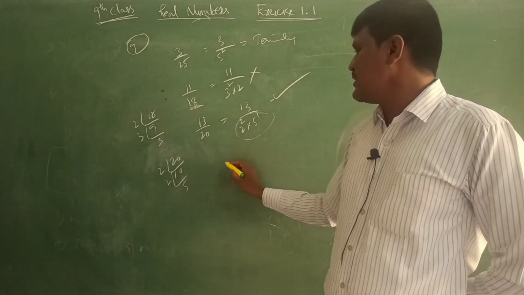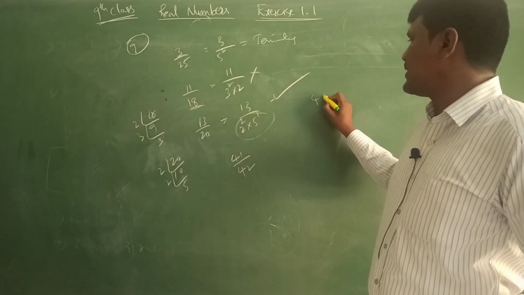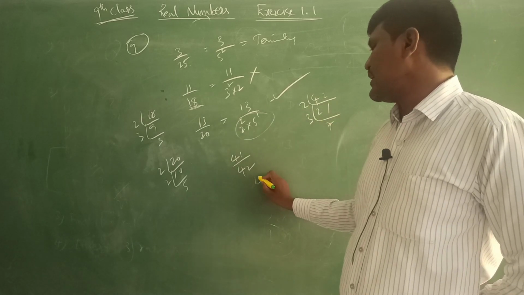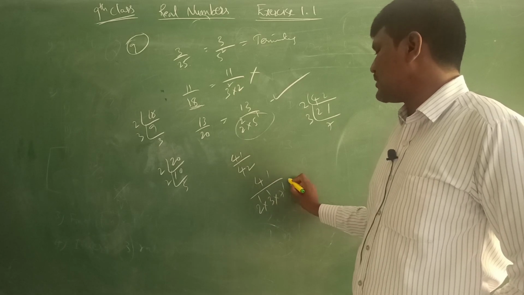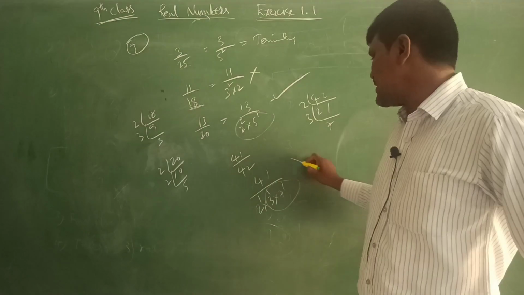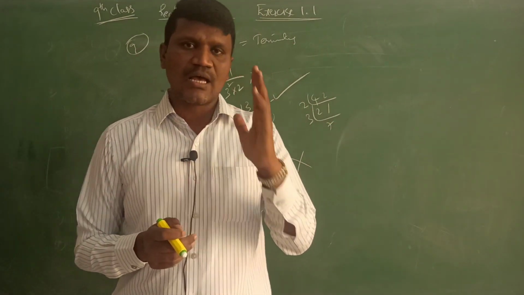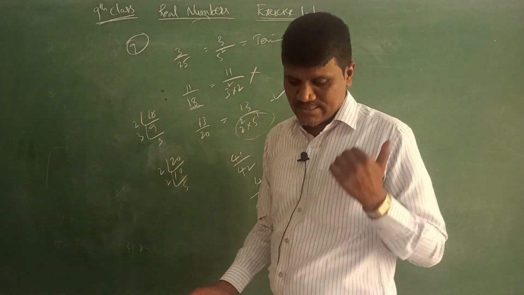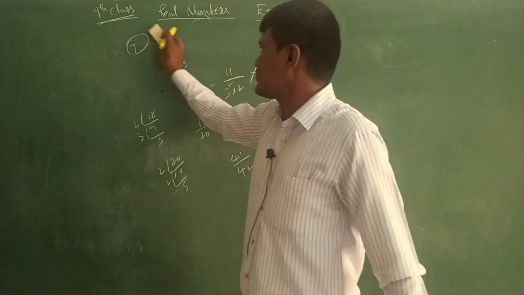Fourth one, if you see 41/42. 42 I can write as 2 21s are 42, 3 7s are 21. So 41 by this, you can write 2, 3, 7. The denominator is not purely in the form of 2 and 5. So this is also not a terminating decimal. Okay students, I hope all of you have understood. Next, now the most important one: express each of the following into p/q form.